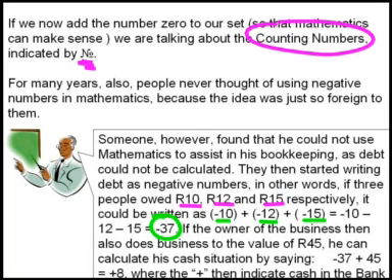So if the owner of the business then also does business somewhere else to the value of 45 Rand, he can calculate his cash situation by saying minus 37 plus 45 is equal to plus 8, where the plus then indicates cash in the bank. So the minus 37 is what he still owed, the 45 is what he actually has by virtue of doing business. So you can say the balance of the minus and the plus number is either a plus or a minus, indicating whether he still owes money or whether he has money in the bank.